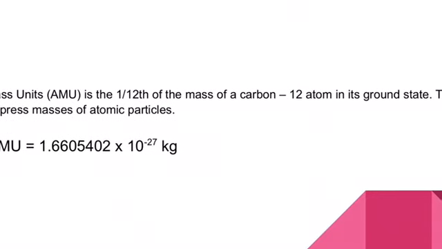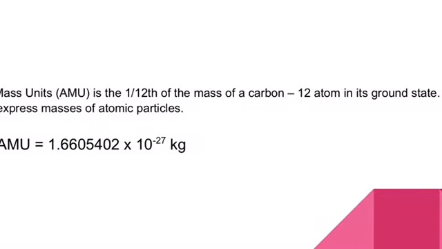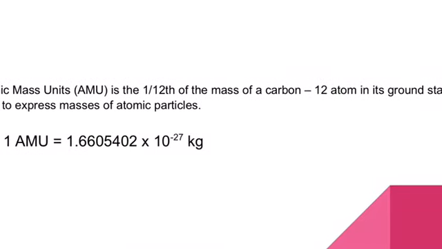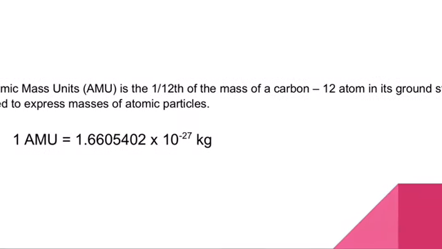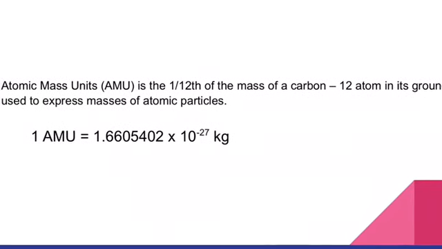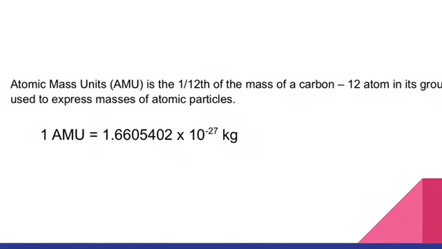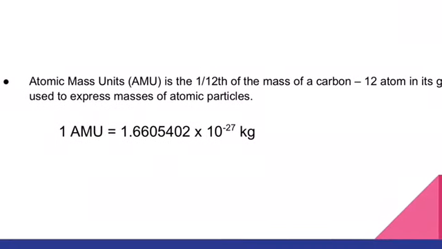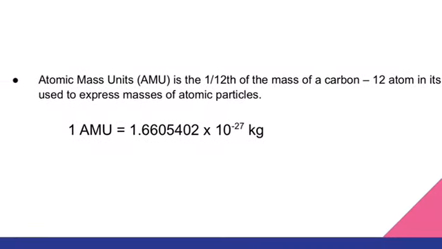Atomic mass unit, which is also known as AMU, is 1/12 of the mass of a carbon-12 atom in its ground state. This is used to express masses of atomic particles. 1 AMU is equal to 1.66054002 × 10 to the power minus 27 kg.